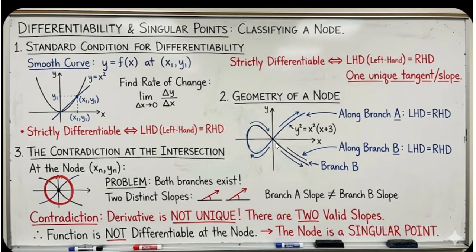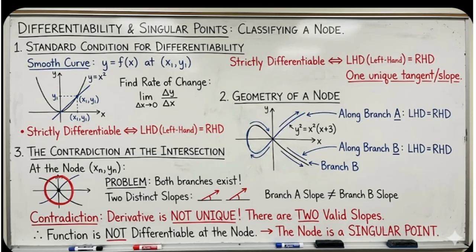But keep in mind, I want to find out the change in the output per unit change in the input, and you should get a unique slope. But branch A gives something different for unit change in the input. This is the slope branch A is giving, and branch B is giving this rate. How can we choose? That is the reason the derivative is not unique. There are two values, so the function is not differentiable at the node. Therefore, the node is called a singular point. Very important thing.